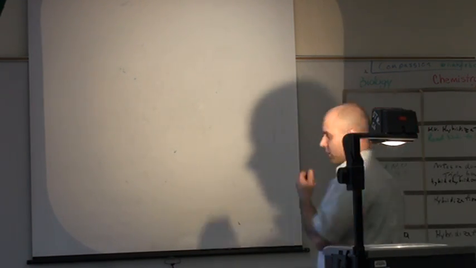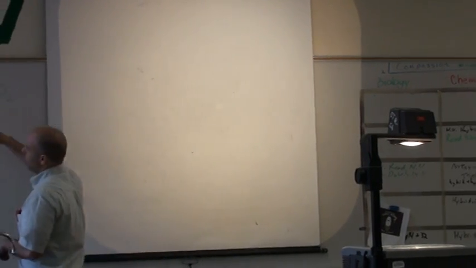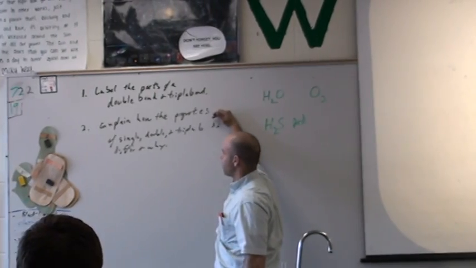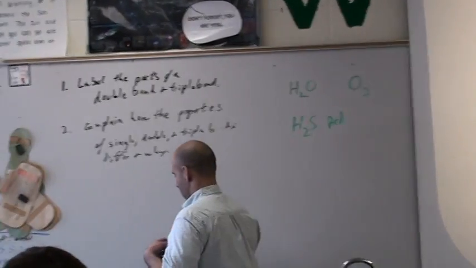All right. So today's objectives are to label the parts of a double and triple bond and explain how the properties of single, double, and triple bonds differ and why.